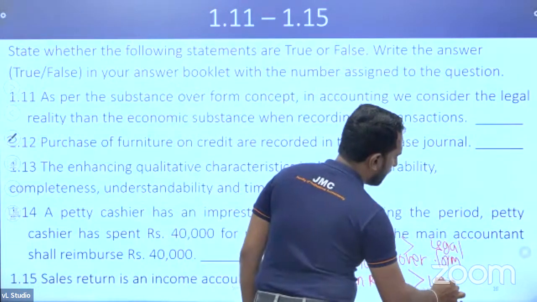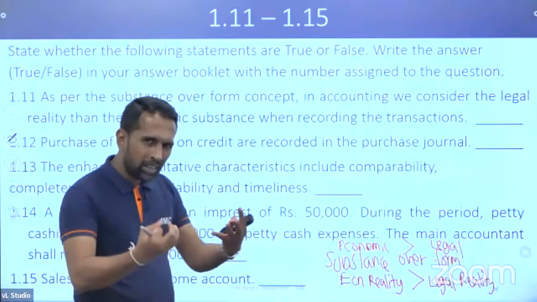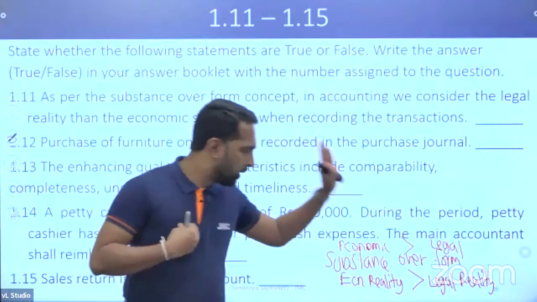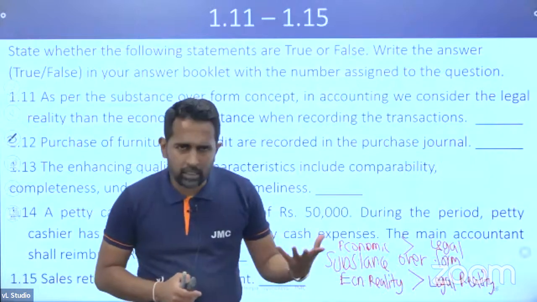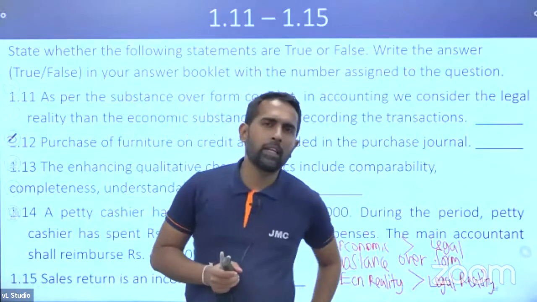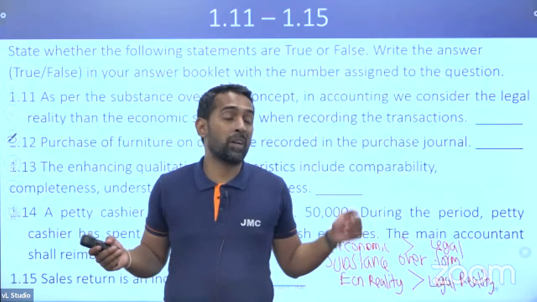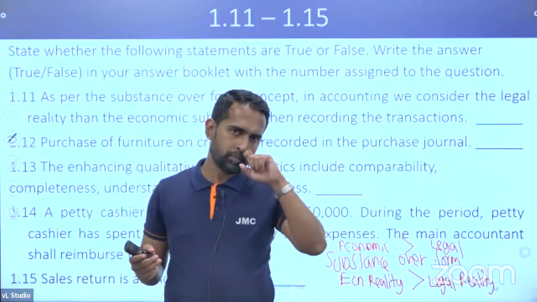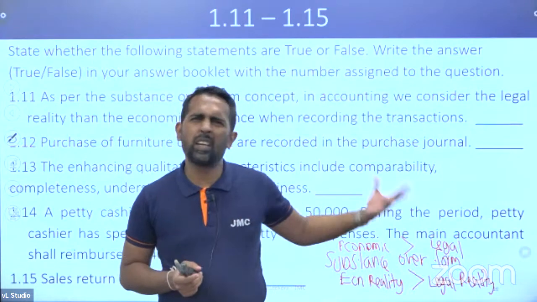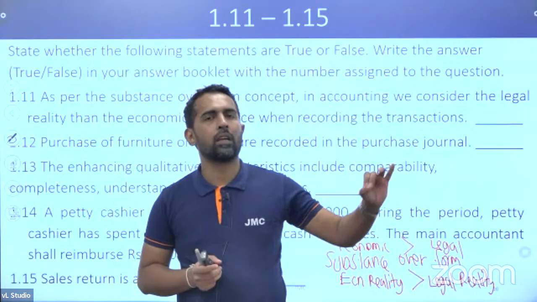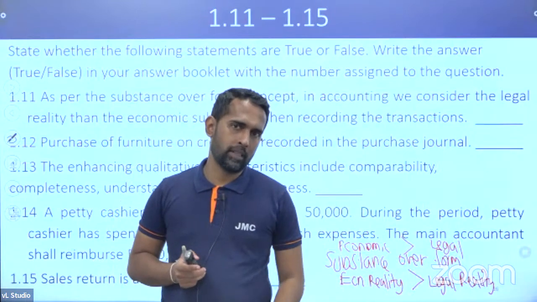Legal form is legal reality. So in simple terms, when it comes to accounting, what matters to us is not the legal reality, but the economic reality. That is why we record leased assets. Sometimes we get the assets on a lease agreement. We are not the owner. We have rented out premises. We are not the owner, but we still recognize the asset. Companies are paying bonuses. There's no legal provision to pay bonuses, but we still make the provisions because what matters to us is economic reality.